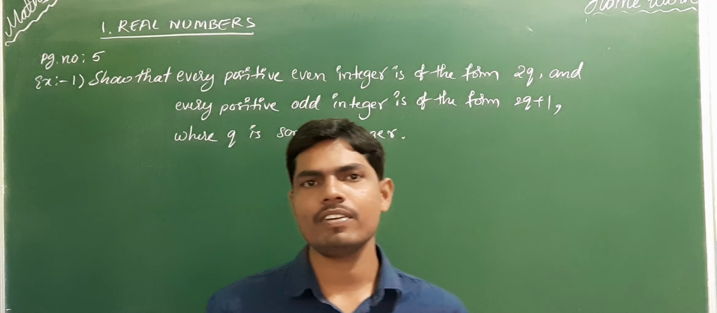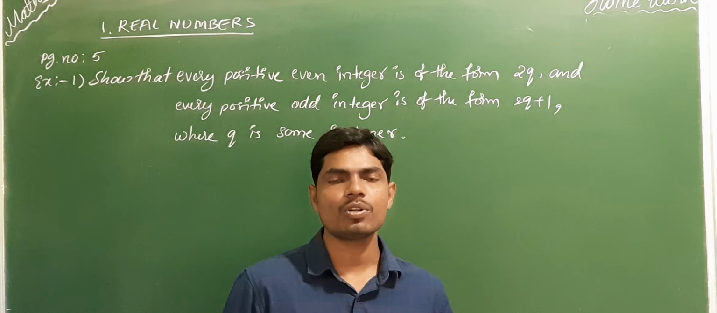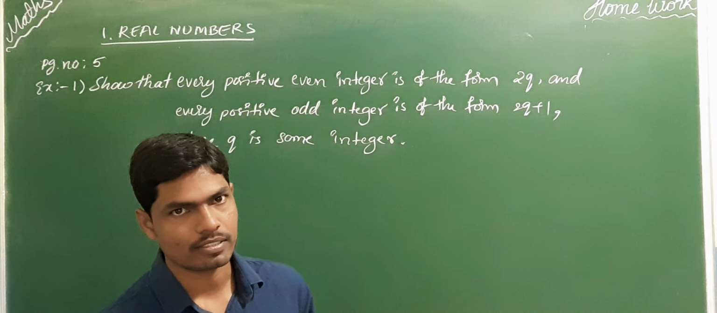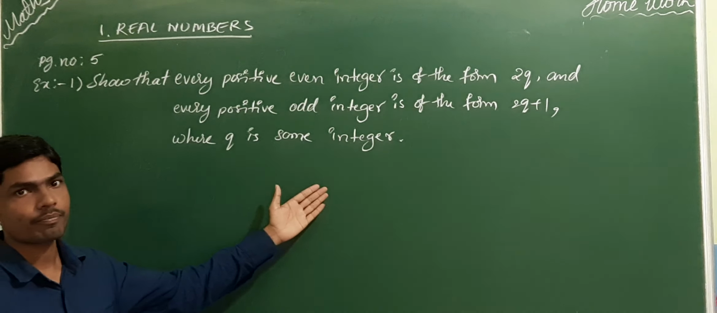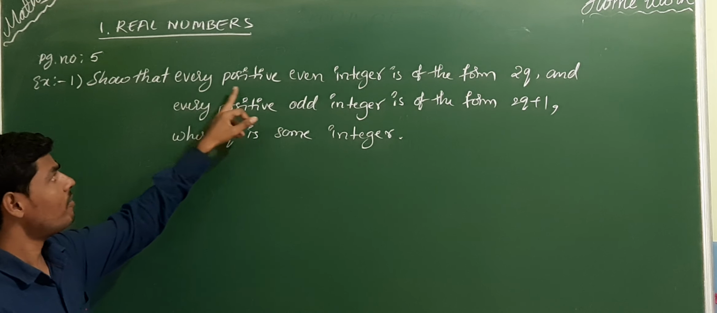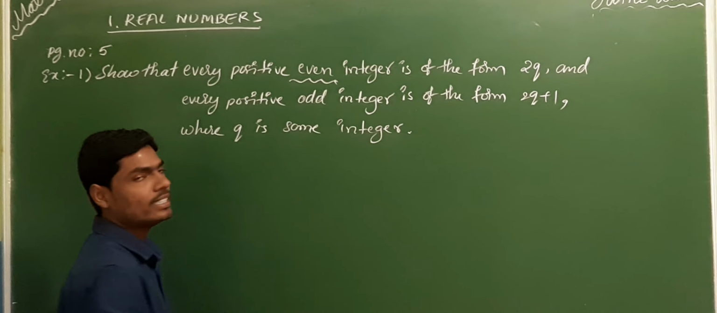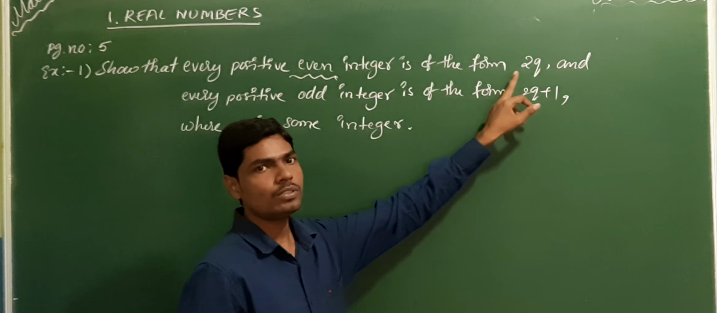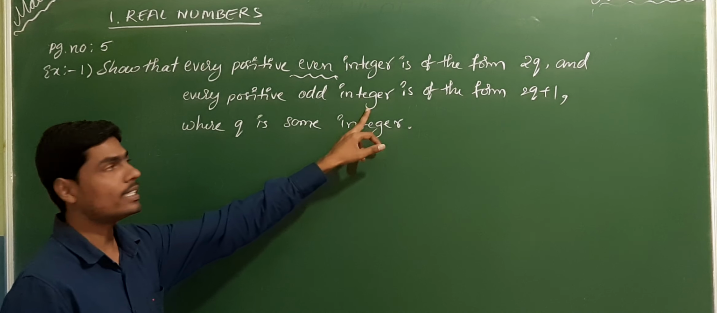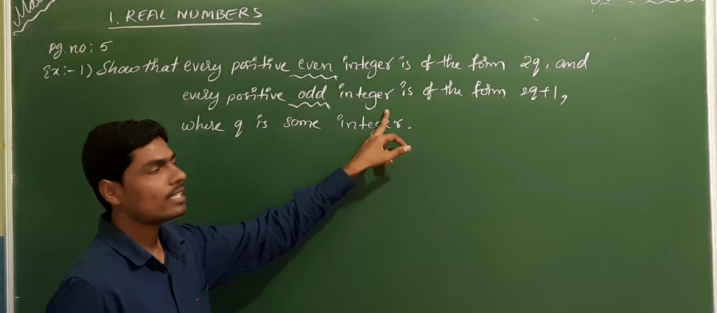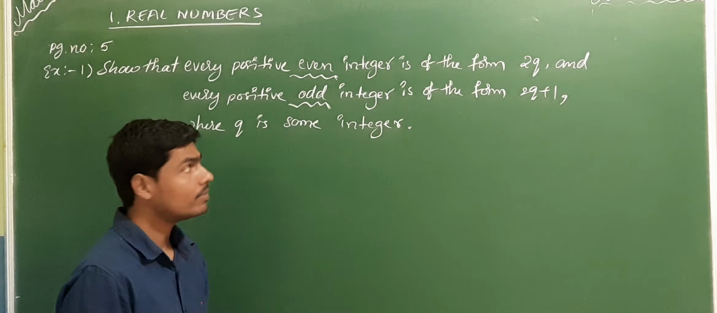Hi students. Last time we discussed the statement of Euclid division lemma. We'll take some examples of Euclid division lemma, that means applications. Here, this is one of the example problems from our textbook, page number 5. Show that every positive even integer is of the form 2q, and every positive odd integer is of the form 2q plus 1, where q is some integer.